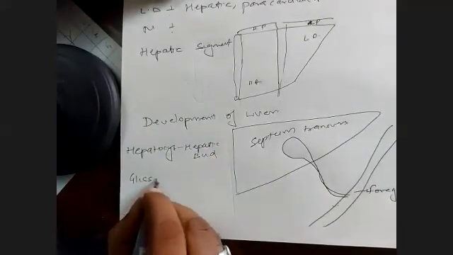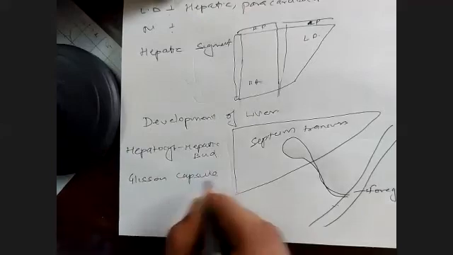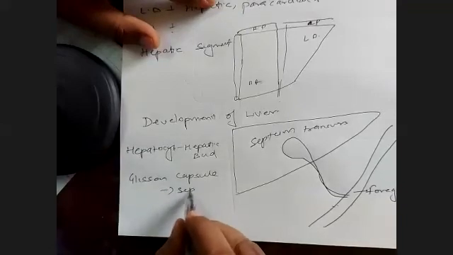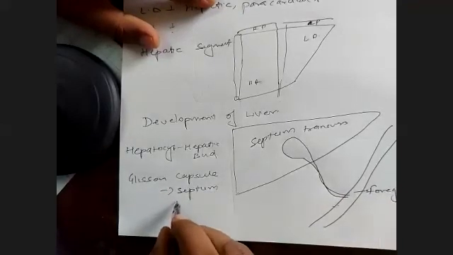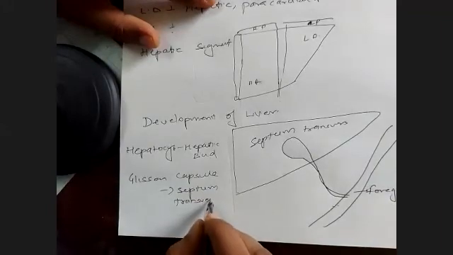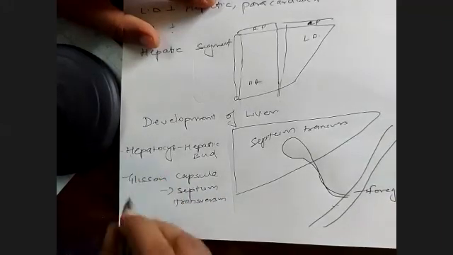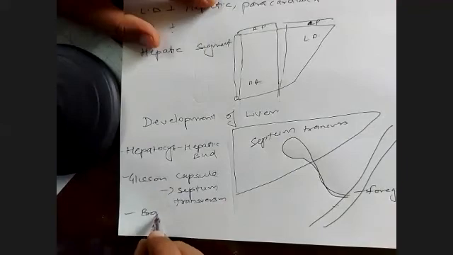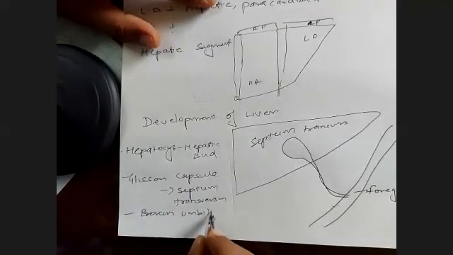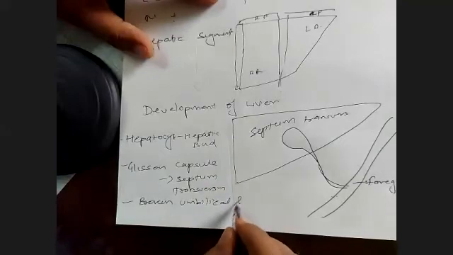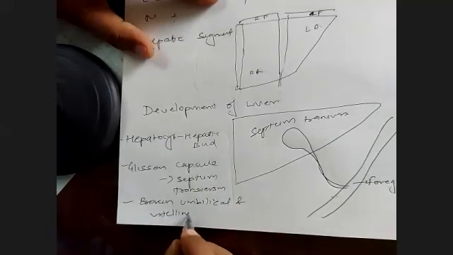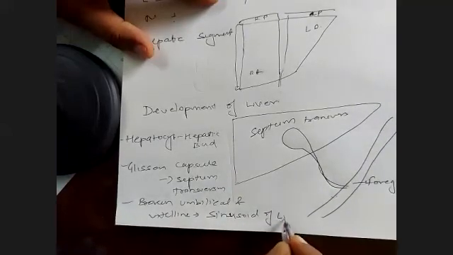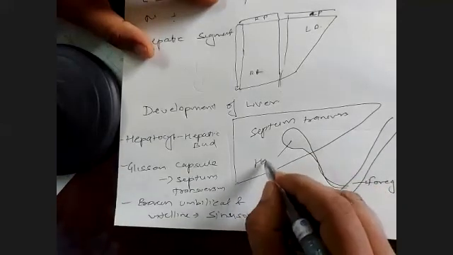The Glisson's capsule develops from the septum transversum. So Glisson's capsule and the fibrous network develop from the septum transversum, and the broken umbilical and vitelline veins contribute to the formation of sinusoids of the liver. So that's the development of the liver from the hepatic bud.